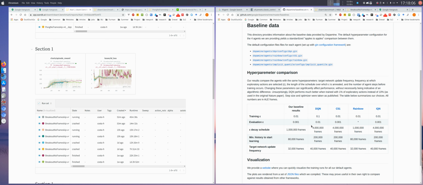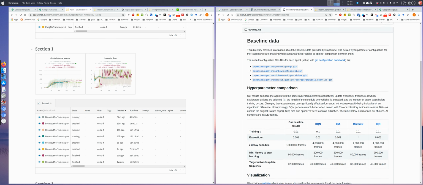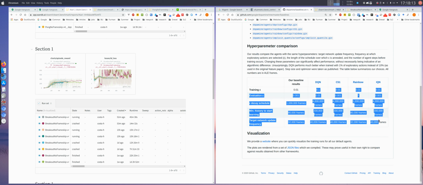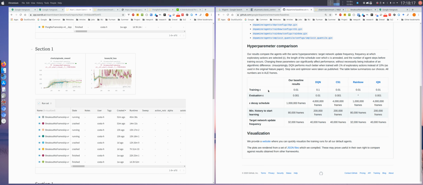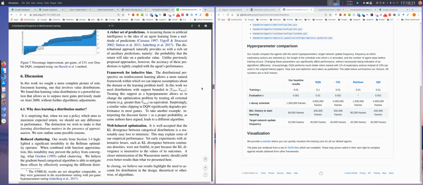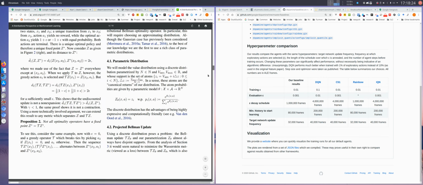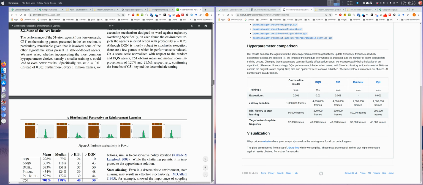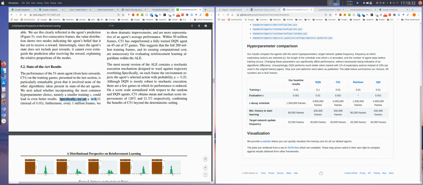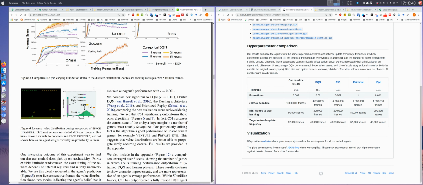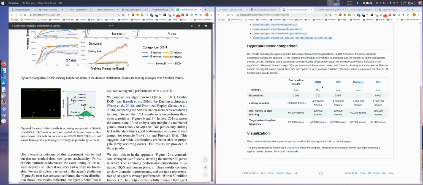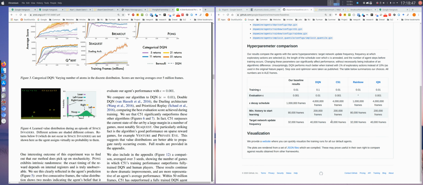I was able to find something in the Dopamine baseline data where they actually show you some of the important metrics for the papers reported. So I would imagine they actually talked to the people who wrote the paper and asked them for the hyperparameters. If we take a look at the paper over here, they say specifically we set epsilon equal to 0.01, but it doesn't tell you how long it takes for the epsilon to go to 0.01. But over here, they essentially spell out that it takes about 1 million time steps for the epsilon to go to 0.01. And also they have a different minimum history to start learning in C51.